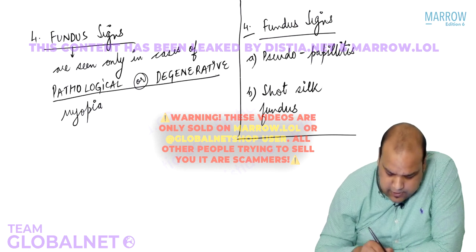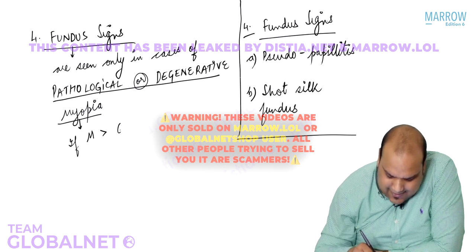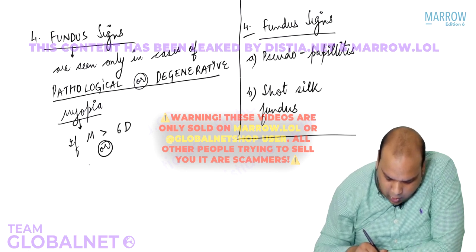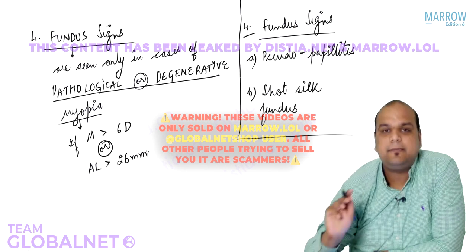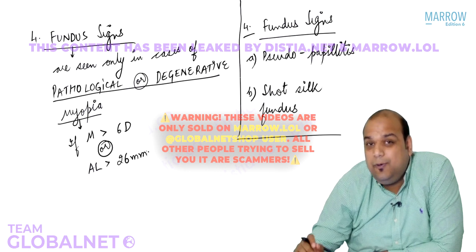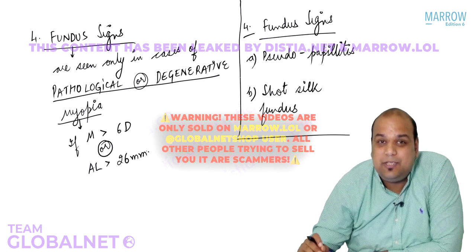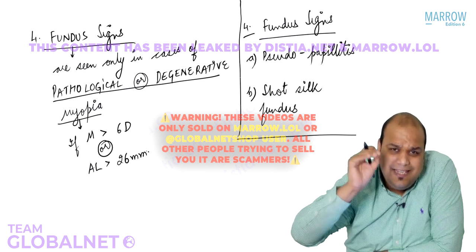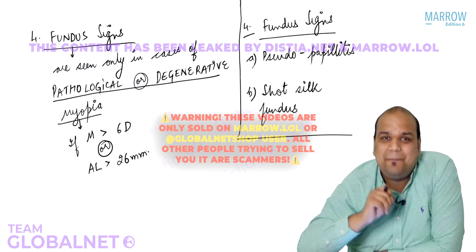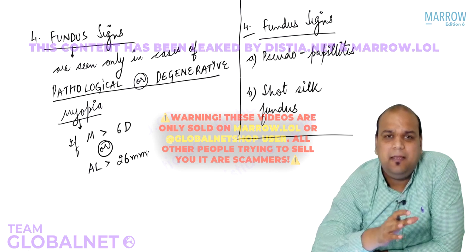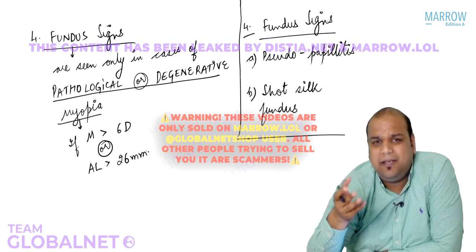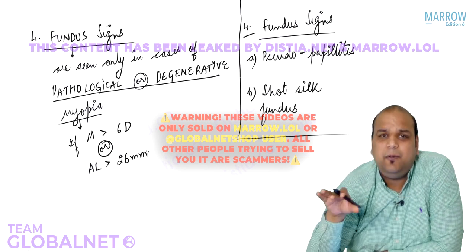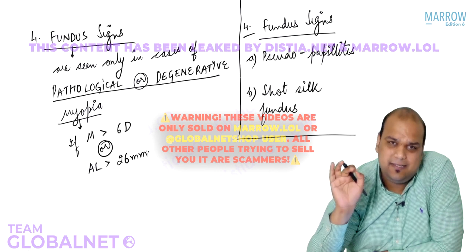So what is pathological or degenerative myopia? If myopia is greater than 6 diopters, or if the axial length is greater than 26 millimeters. Okay? Then only you classify the patient as pathological or degenerative myopia, and then you say that the chances of all these fundus signs is much more. So if you are a normal myopic, -1, -2, you are not likely to have at all these fundus signs. Am I clear to everybody?